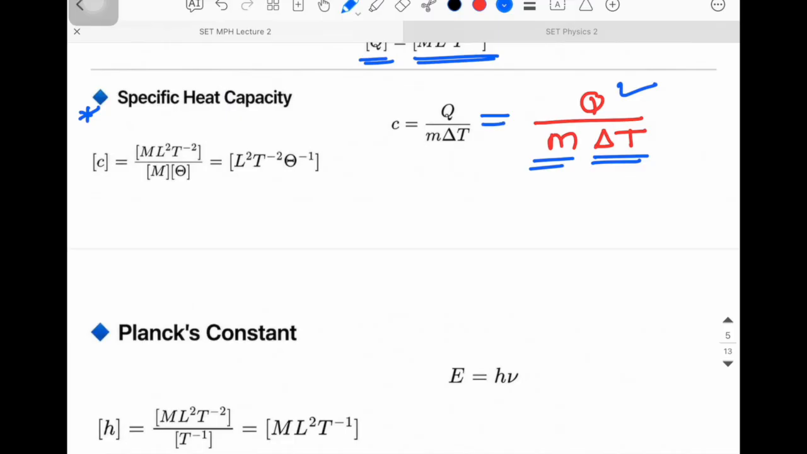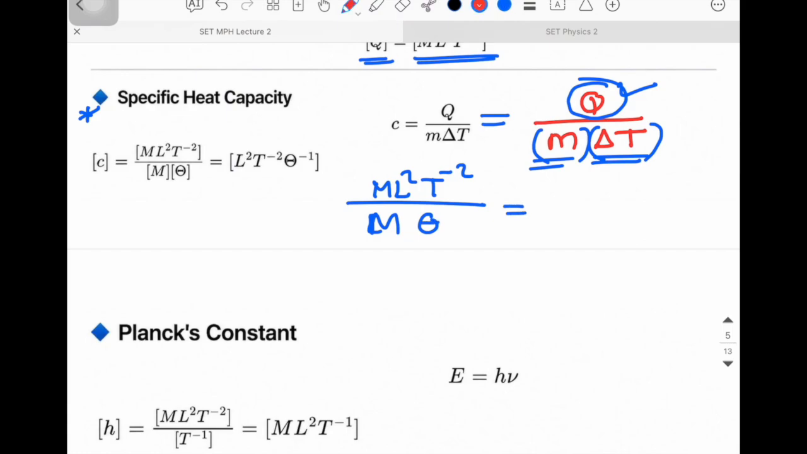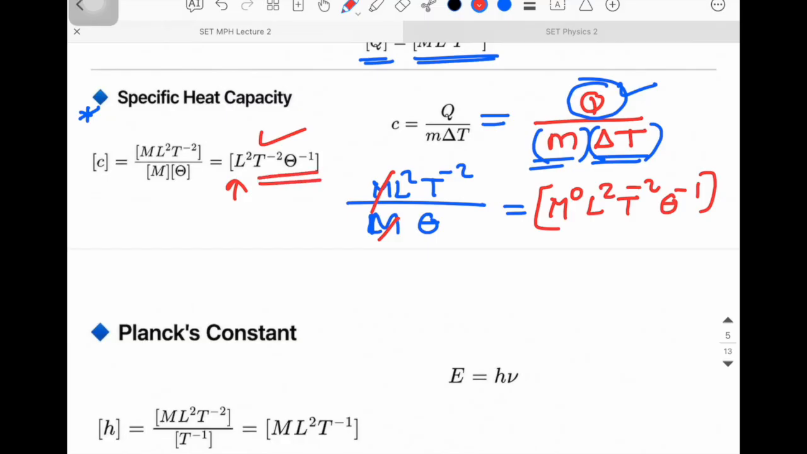So the dimension of specific heat capacity becomes the dimension of heat energy, dimension of energy, upon mass into dimension of temperature. The dimension of energy we know is M L square T power minus 2. Dimension of mass is M, and dimension of temperature is theta. So here M and M get cancelled. So M power 0, L square T power minus 2, and theta power minus 1. M power 0 is not written here. So L square T power minus 2 and theta power minus 1. That is the dimension of heat capacity.